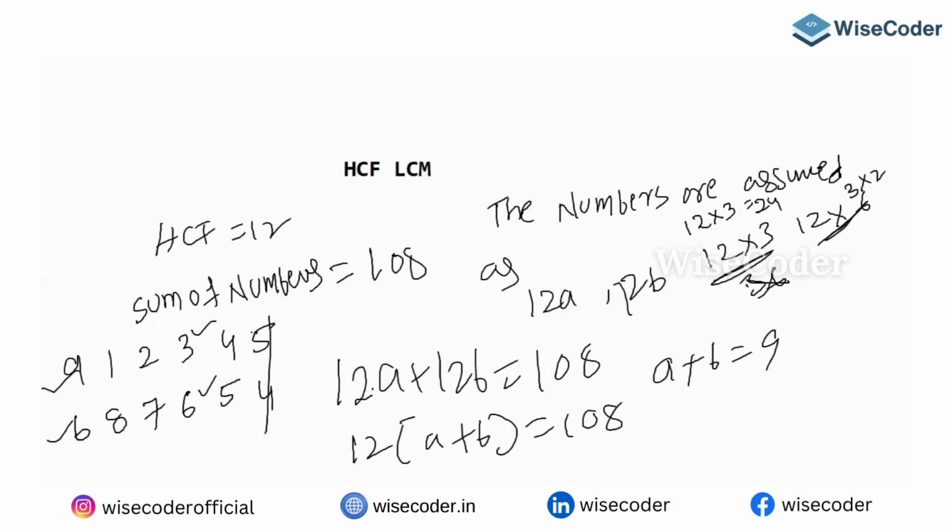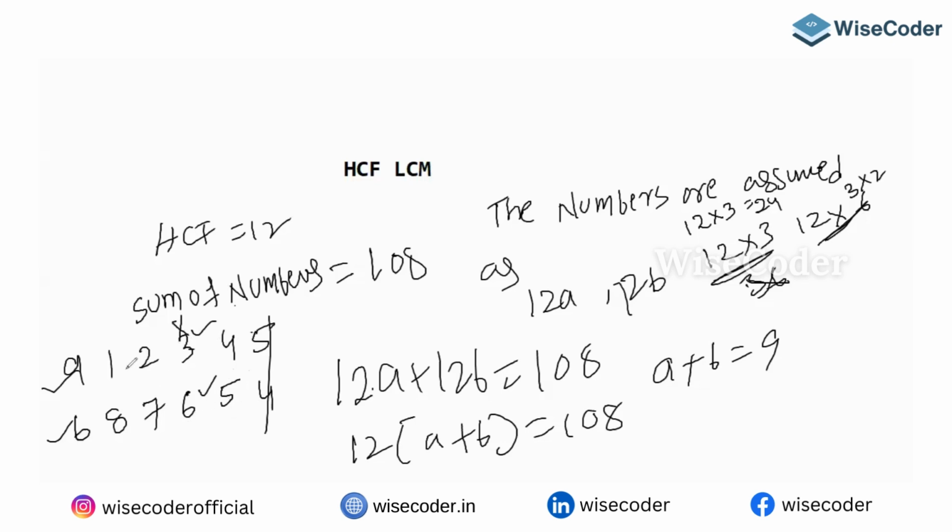Are you getting my point? Then the highest common factor will become 12 times 3, which is 36. Among the solutions we got, we have to check that A and B do not have any common factor. After getting A and B, is there any common factor? You have to see 3 and 6, any common factor? Yes, so this pair is not going to be in your answer.